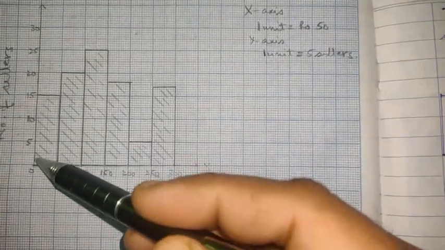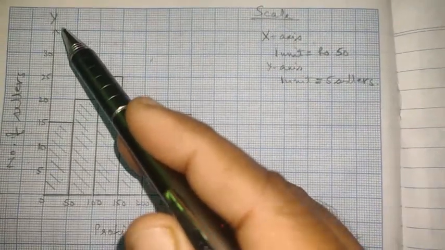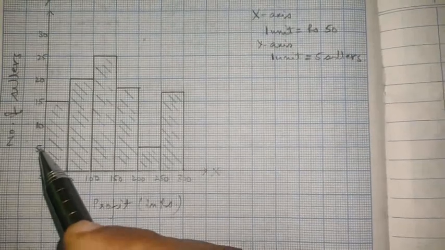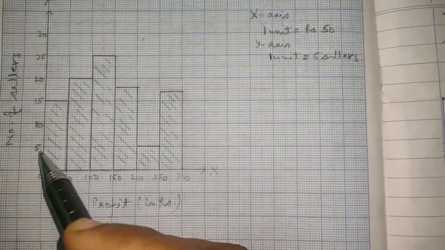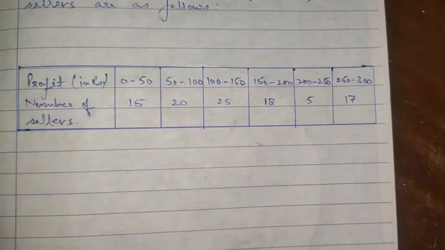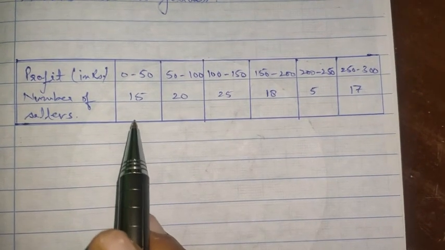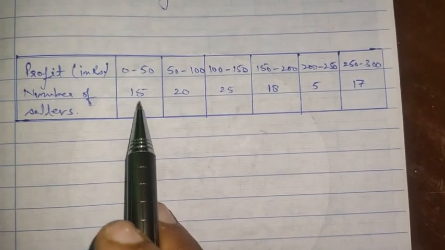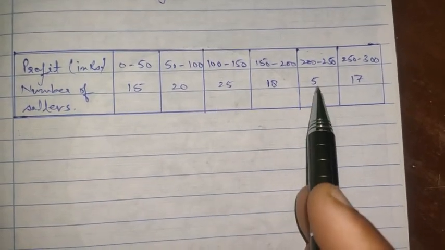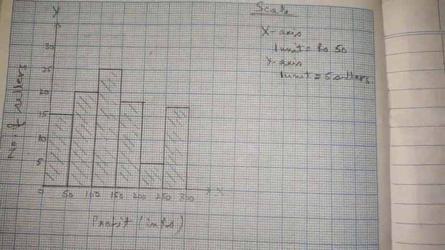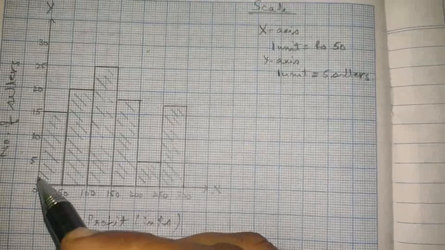And on the vertical line, which I have labeled as the y-axis, you are going to mark the values related to the other quantity, that is the vegetable sellers given over there. As you can see in the data, most of the values are in multiples of 5, like 15, 20, 25, and 5. All these are multiples of 5. So we are going to take values in multiples of 5.